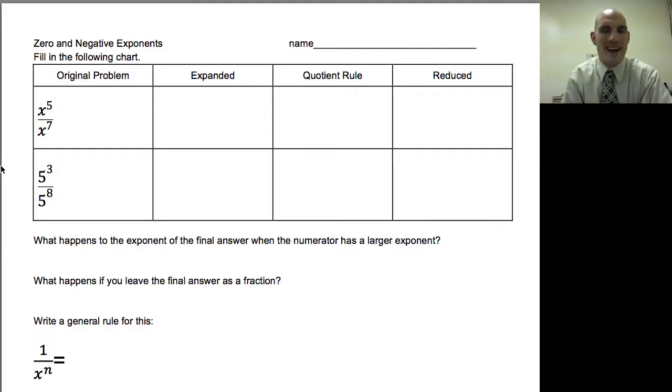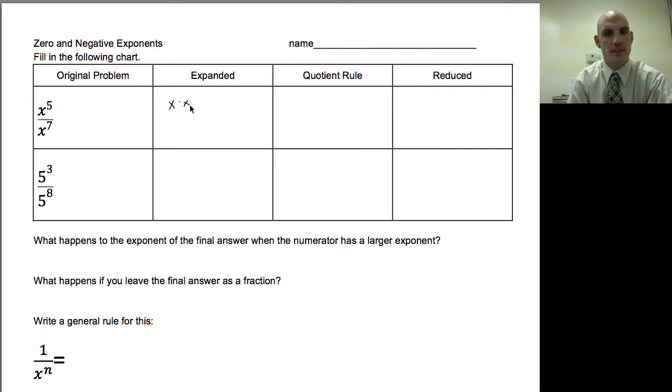Welcome back. Today we're going to talk about negative and zero exponents. Once again, we're giving you a couple charts, and the original problem is x to the fifth over x to the seventh. We're going to start out with what we absolutely know, which is the expanded and the quotient rule. So let's look at this.